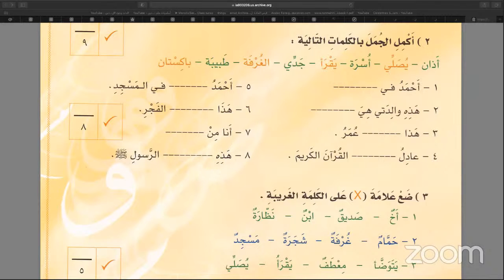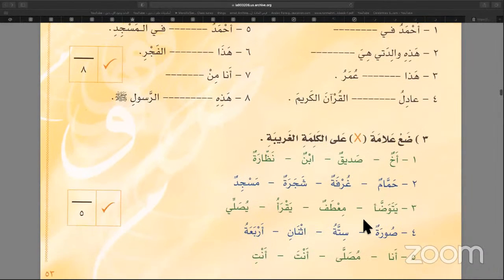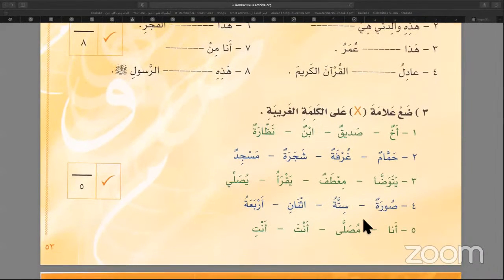Next one. هذه أسرة الرسول صلى الله عليه وسلم. What does that mean? This is the prophet. This is the family of the messenger. Sorry. Great. Okay. Give me an odd word out from here.